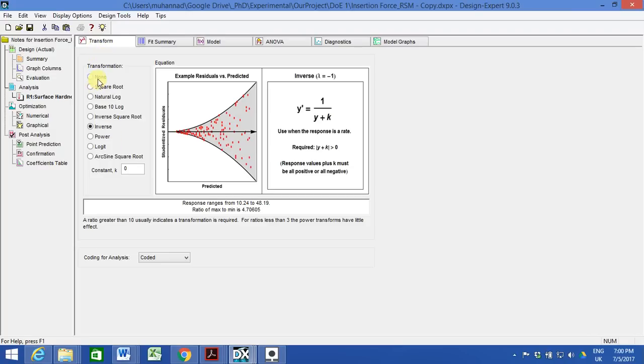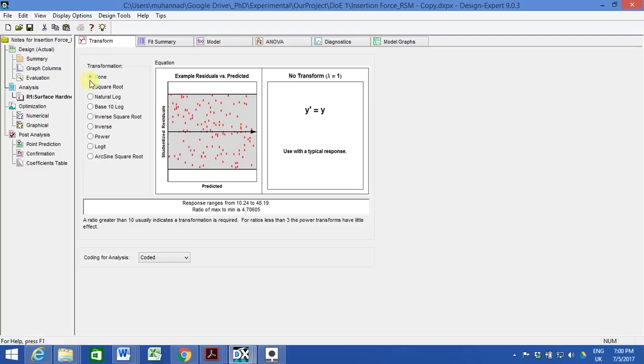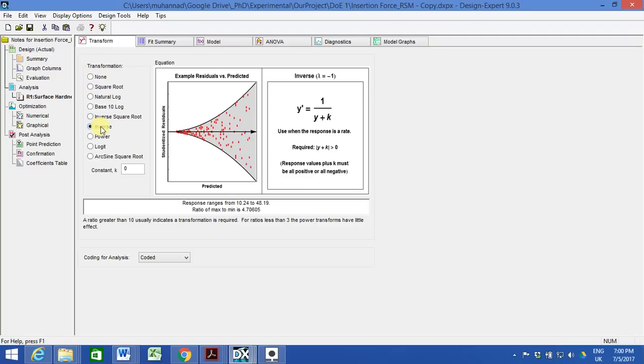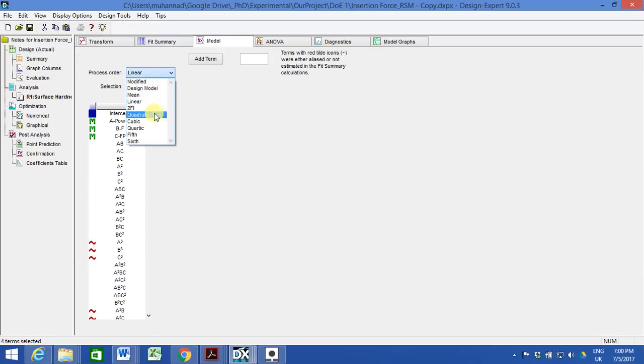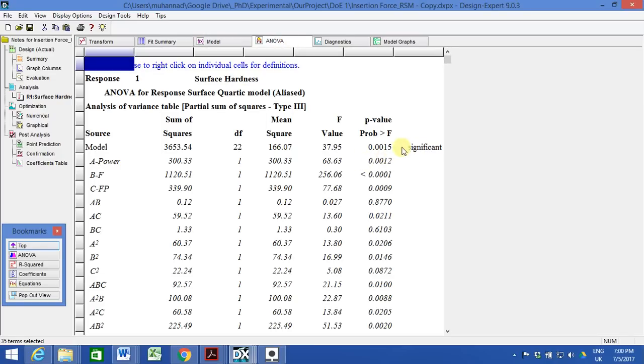Anyway, we go back to see the differences if we use a different solver. By default, once you insert your data, you may find it on none. Before that we did our solution and got the best results with the inverse solver. So in the transformation, hypothetically go to none, and go to ANOVA. You see, the significance is still significant, but it's much less than what we had before.